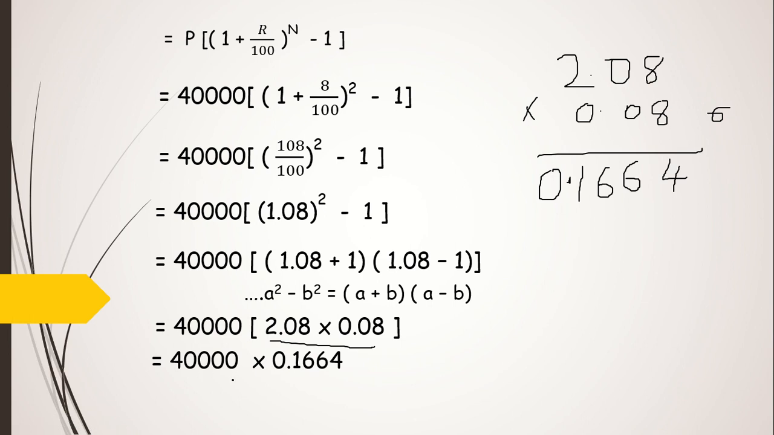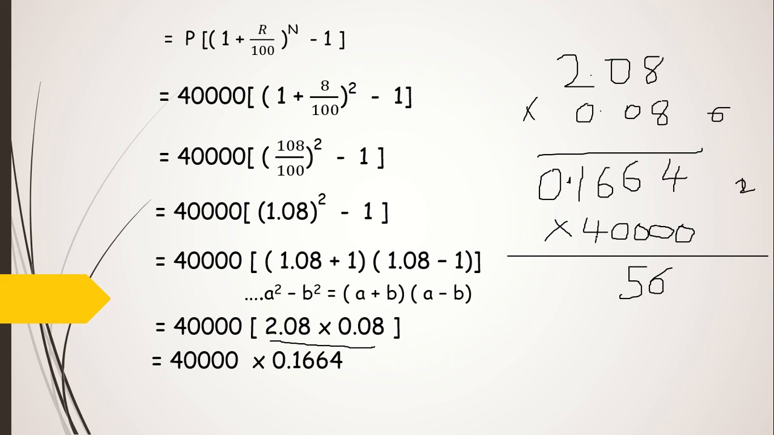So next we get 0.1664 into this 40,000 which was there. Now multiply this with 40,000. Okay, now just forget the decimal point and forget the zeros. First multiply by 4. 4 fours are 16. 6 fours are 24 and 1, 25. 6 fours are 24 and 2, 26. 4 ones are 4 and 2, 6.